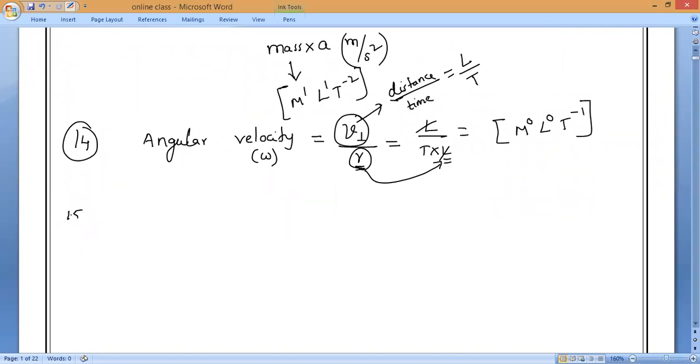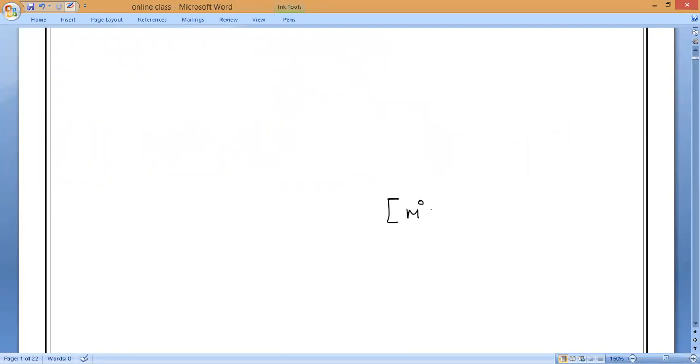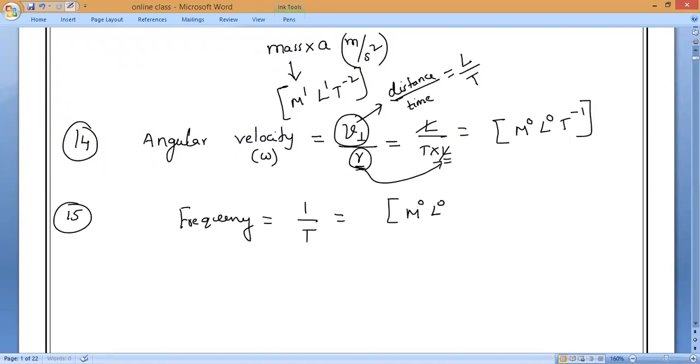Next, you might all have studied in class 9th the frequency and time period relation. Frequency is equal to 1 by time period, and time period is equal to 1 by frequency. That's the formula. So what are the dimensions that will come? M0, L0, T power minus 1.